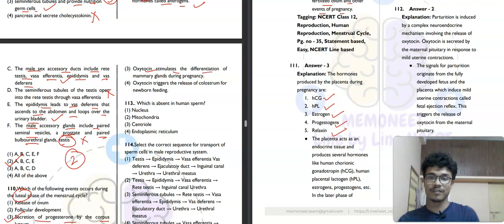Oxytocin stimulates the differentiation of the mammary gland during pregnancy. This is not correct. It basically helps in lactation and childbirth. That's it. Oxytocin triggers the release of colostrum for newborn feeding. No, it is also not correct. It helps in lactation, but this is not correct. And now it is saying 130.